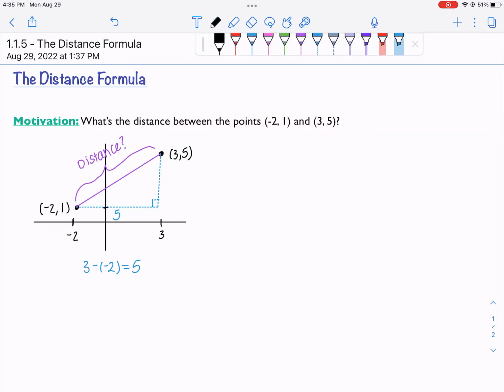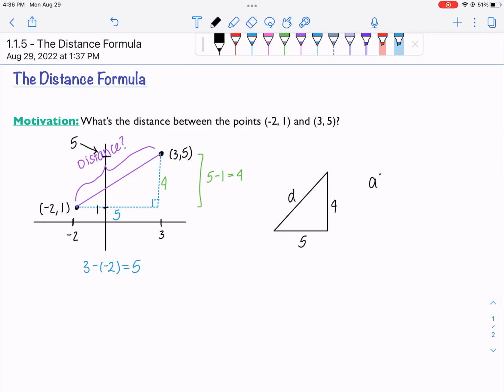Up and down, we know that this y value is 1, and things are a little messy in here, but this y value is 5. So this distance here is 5 minus 1, which is 4. Okay. The distance between 1 and 5, this distance here is 4. So we have this, more or less, this right triangle. We have 4, we have 5, and we have this distance d that we're trying to solve for.